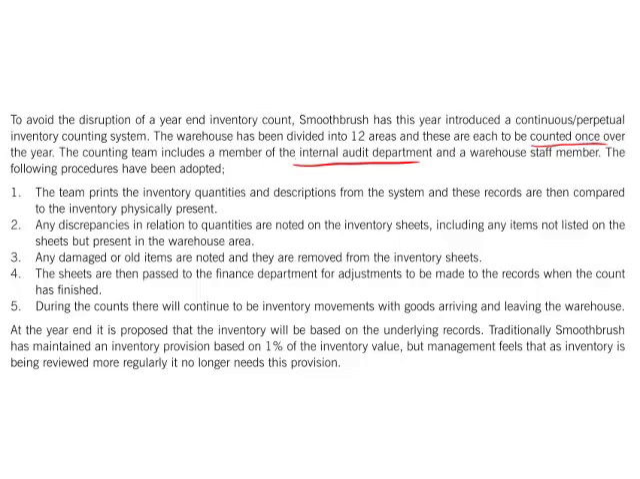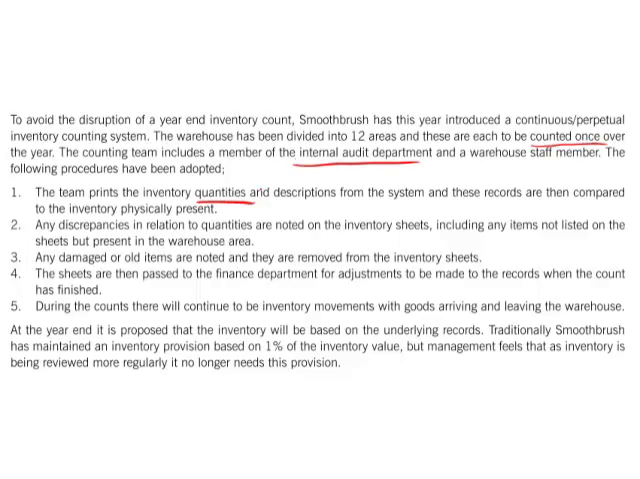The team prints the inventory quantities and descriptions, and these records are then compared to the inventory physically present. We've made one point here already. Any discrepancy in relation to quantities in the inventory sheet, but if we put down the inventory quantities on the sheet, then we know the answer. We could skimp on counting, we'd be careless, we could pretend we counted, we could cover up discrepancies. It's really bad that they put the quantities on there.